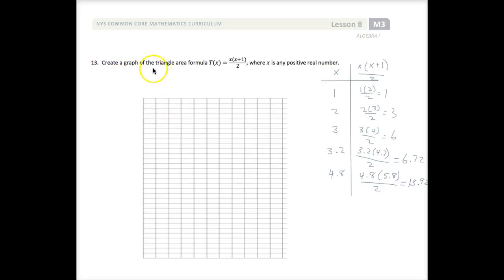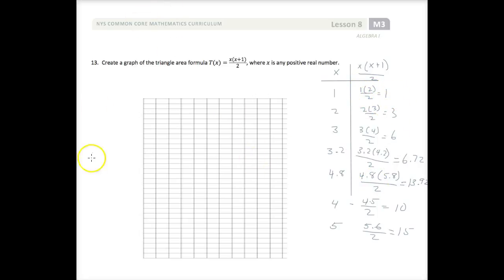We're going to create the graph of the triangular area formula T of x equals x times the quantity x plus 1 over 2, where x is any positive real number. Notice that I've introduced some decimals, 0.2 and 4.8, which are giving me some decimal answers. I neglected to put in 4. What did 4 give us? 4 gave us 4 times 5 over 2, which was 10. And let's go ahead and do 5, which is 5 times 6 over 2 equals 15. All I'm doing is taking the number, going 1 up, and then dividing by 2.